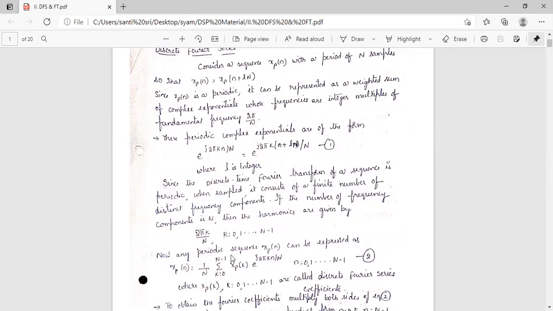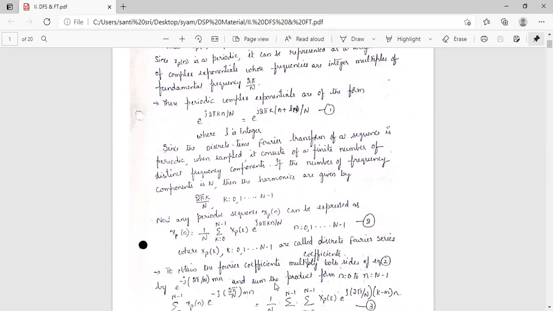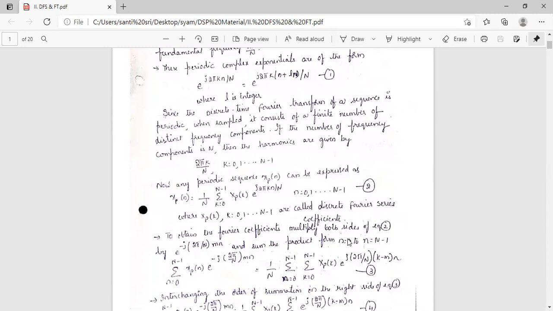Here Xp of k, where k is equal to 0 to N minus 1, are called discrete Fourier series coefficients. To obtain the Fourier coefficients, multiply both sides of equation 2 by e power minus j 2 pi by N into mn, and sum the product from n equal to 0 to N minus 1.